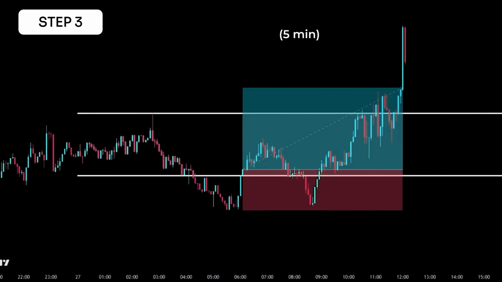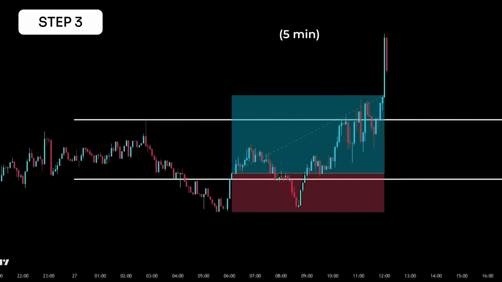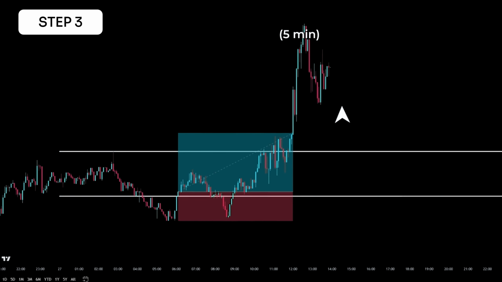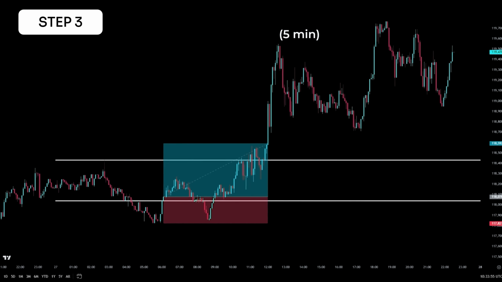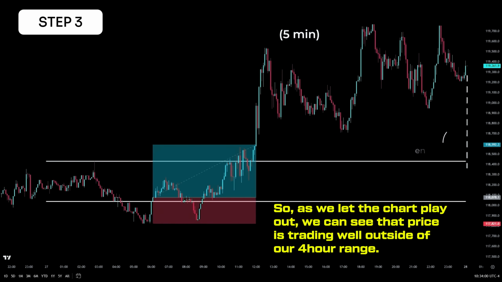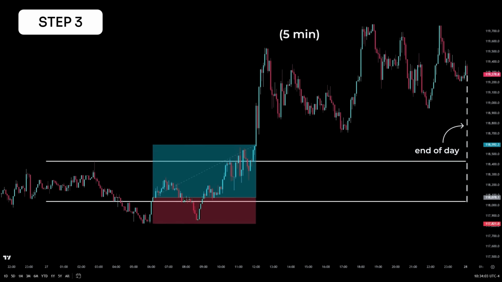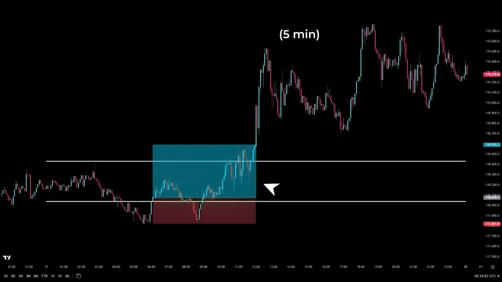Remember, as long as you're still trading within the same day that the 4-hour range was created, you can continue looking for additional setups. However, every new trade must follow exactly the same rules. So, as we let the chart play out, we can see that price is trading well outside of our 4-hour range. However, it didn't manage to re-enter again until the end of the day. That means for this trading day, there were no more valid entries to take. But even with getting just one trade today, it was a high-quality setup and we walked away with solid profits.